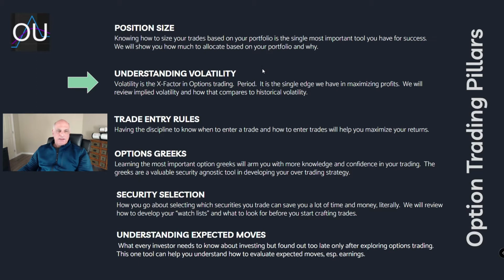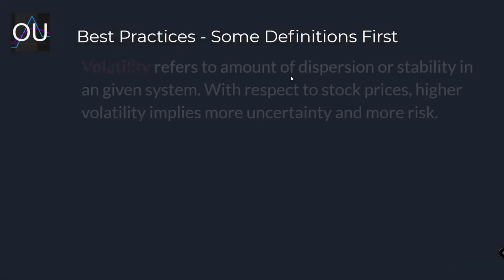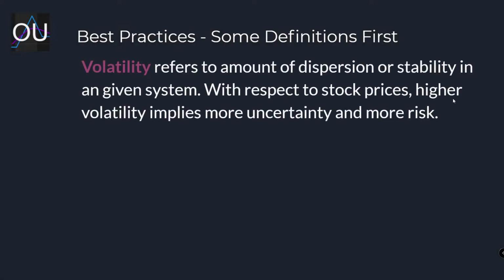Number 2 is volatility. We're going to talk about why it's the X factor in our trading, period. It's the single edge that we have in maximizing profits. We'll review implied volatility and how that compares to historical volatility, standard deviation, all that. So let's talk about some definitions.